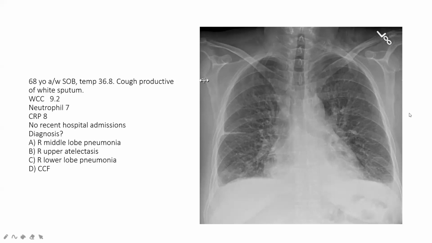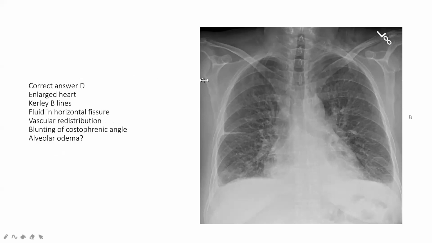So this is CCF. Well done to those who said it is D. This is characterized by a few things. Sometimes you can see all of them, sometimes you can see only a few of them. Sometimes it is very mild CCF, sometimes it's very severe CCF. So it really depends on the severity and many other factors.